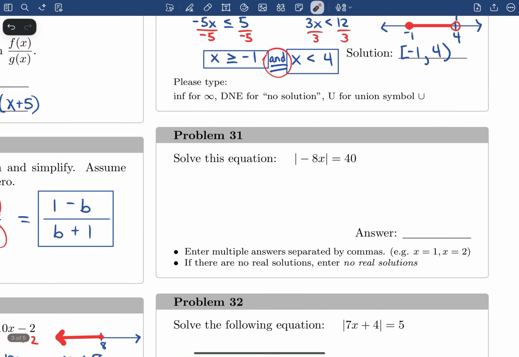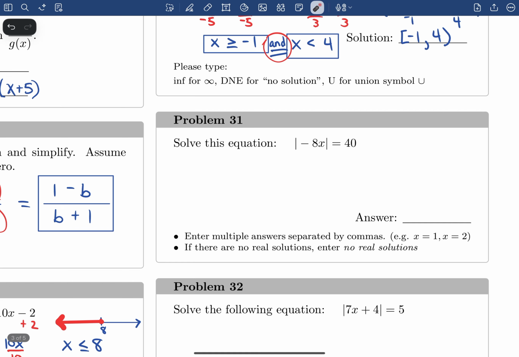Moving forward to problem number 31, let's now talk about absolute values, right? That was section 2.7: absolute value equations, and then we'll move into absolute value inequalities. When I see this equation, the absolute value of -8x equals 40, I first ask myself, is that possible? Because an absolute value can only equal 0 or a positive number. Yes, this is a positive number, so it works.